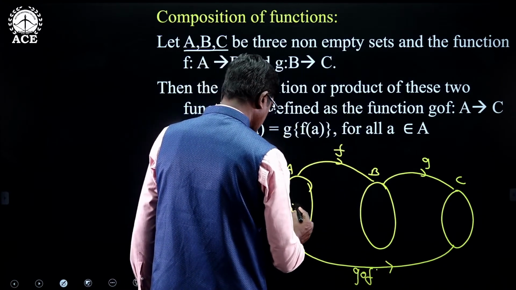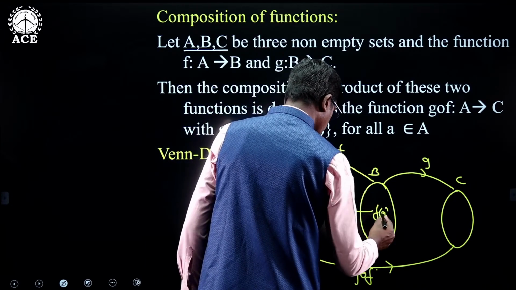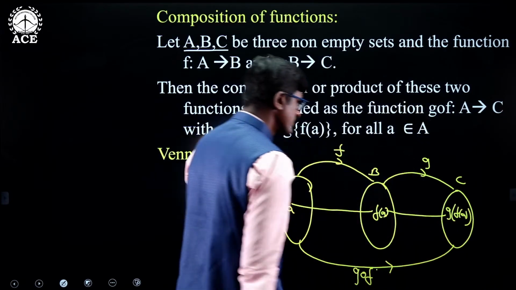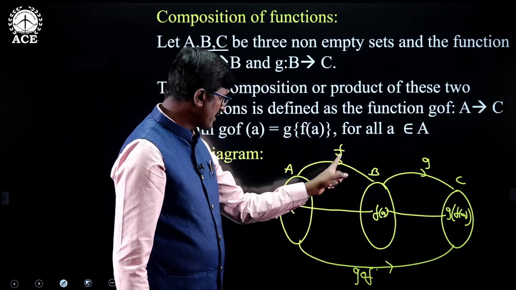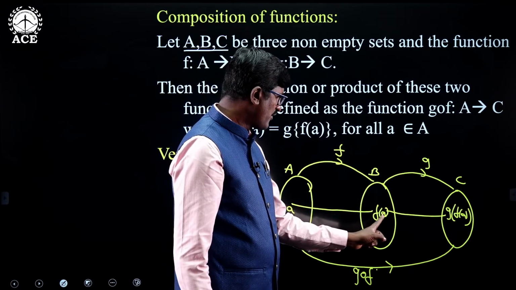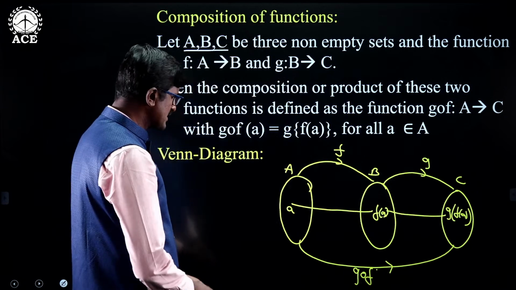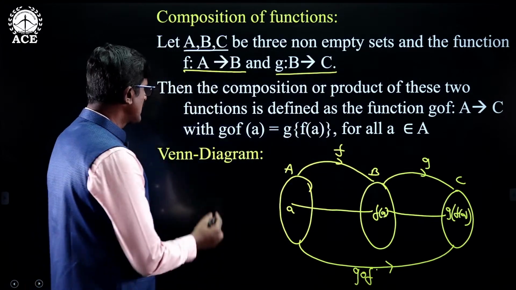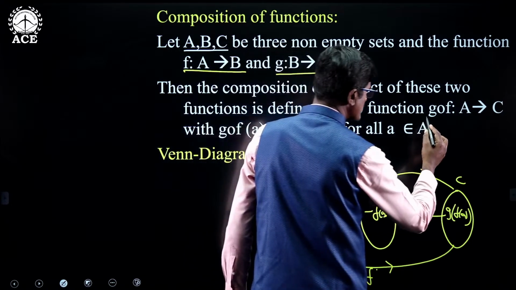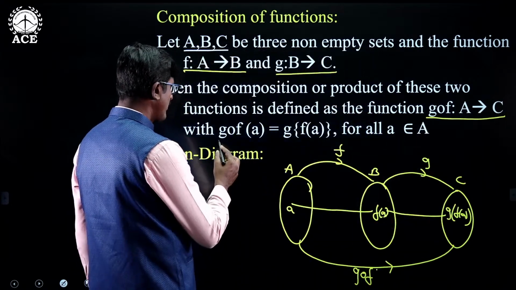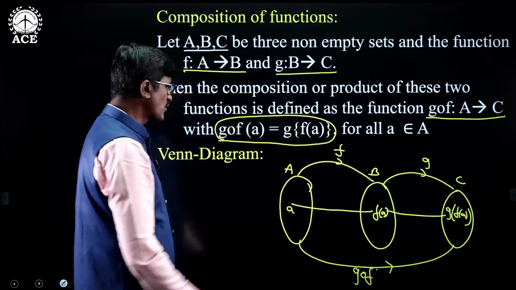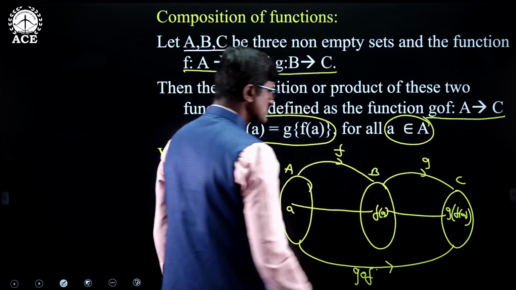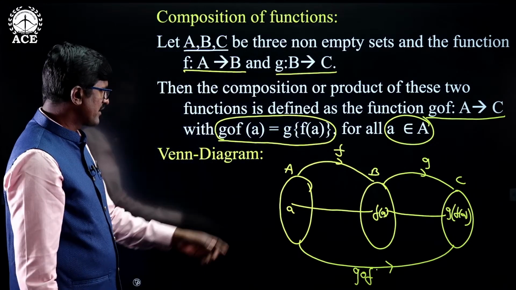If you take element A, the image of A is F of A. The image of F of A is G of F of A. So, image of A is F of A under function F. The image of F of A under G is G of F of A. So, this is our composition. F is a function from A to B and G is a function from B to C. Then G circle F is a function from A to C with G circle F of A equal to G of F of A for every element A belongs to A. Then this is the composition of G and F.